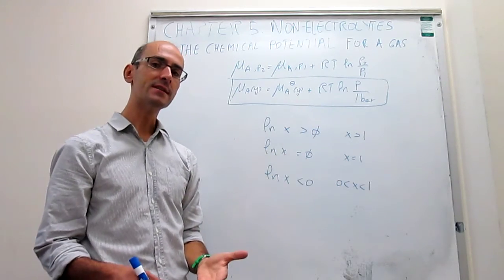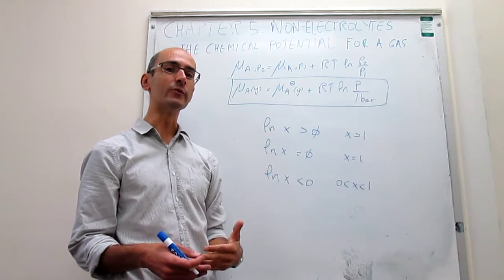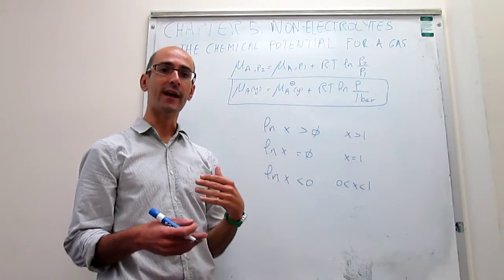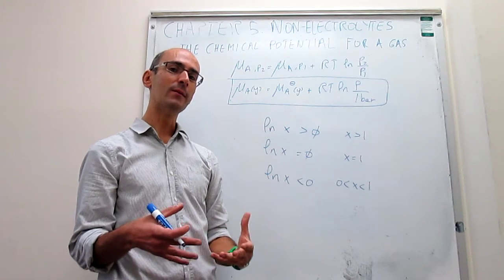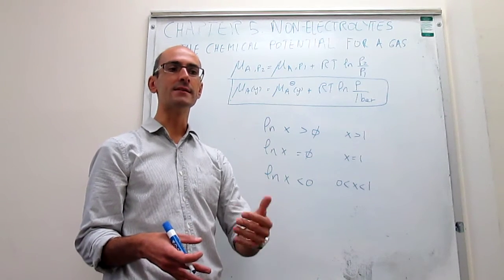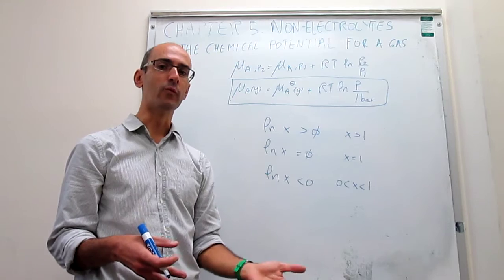And that makes perfect sense, because we know that the chemical potential should increase with concentration. Right, a gas at 2 bar is going to have more chemical punch than that same gas when the partial pressure is just half of that 1 bar.